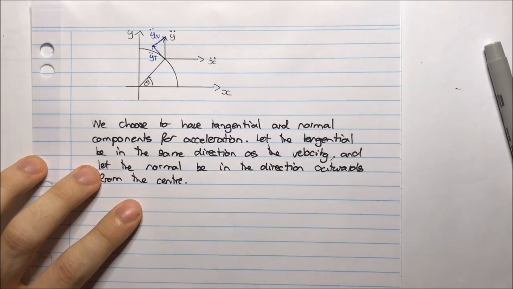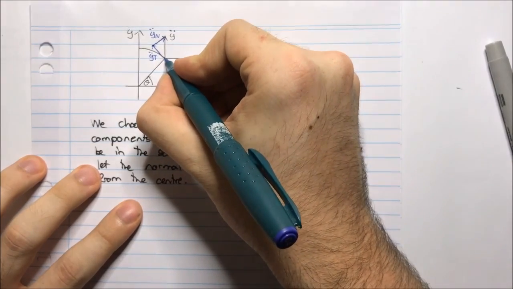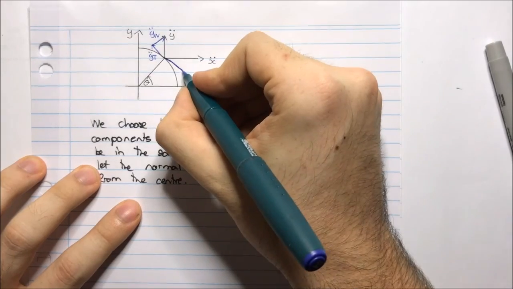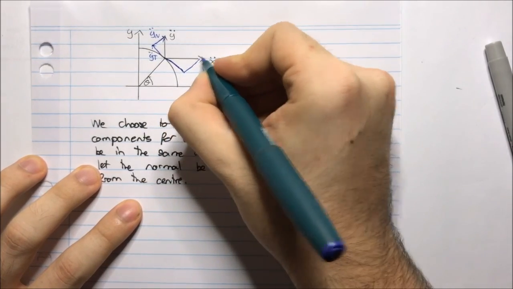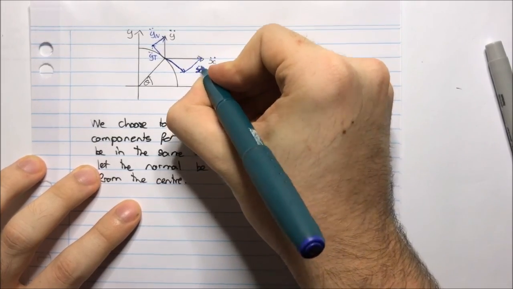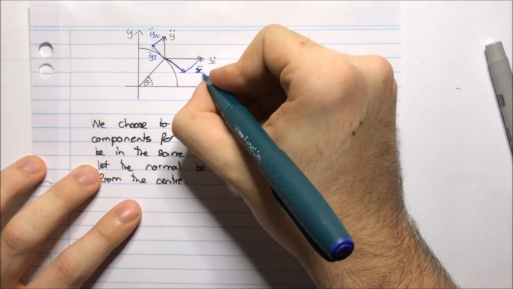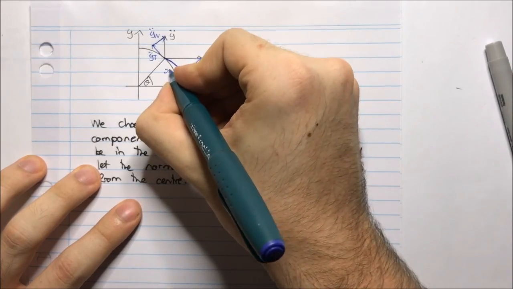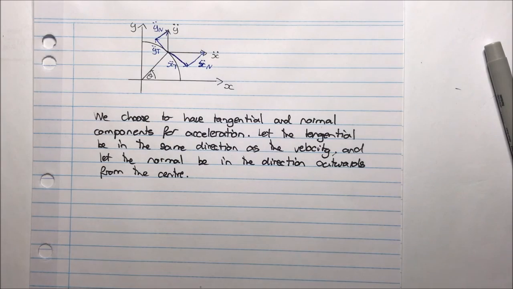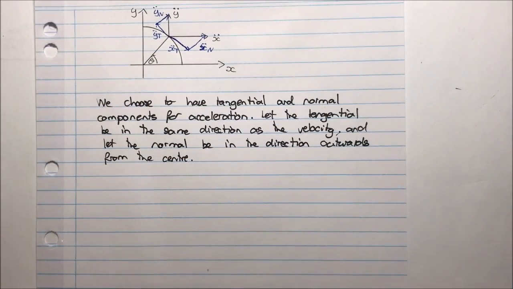And I'm going to do a similar thing for x double dot. Now, the tangential component will be this way. Now, this is not very well drawn, but you get the idea. And this is x double dot in the normal direction, and this one is x double dot in the tangential direction. Okay, so now let's go ahead and work out what our overall acceleration in the tangential direction is.